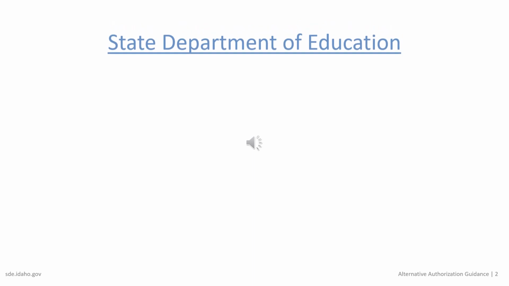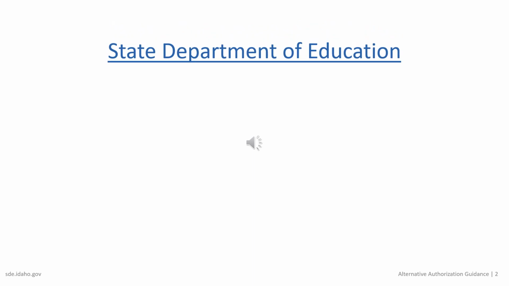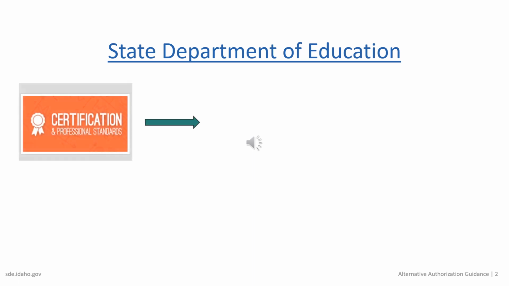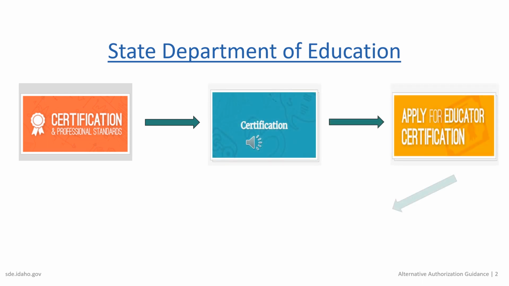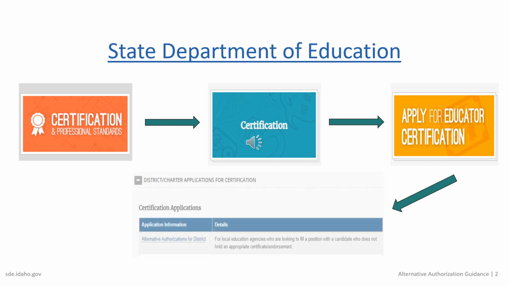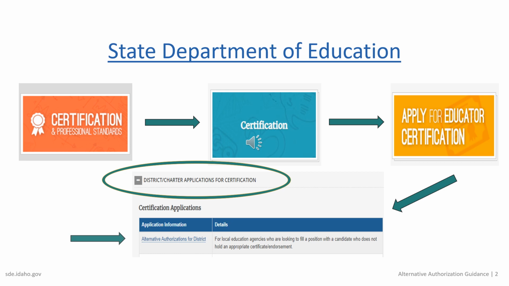The Alternative Authorization application packets can be found directly on the State Department of Education website at sde.idaho.gov. Select Certification and Professional Standards. Certification. Apply for Educator Certification. Select the District Charter option, clicking the Alternative Authorizations for District link.